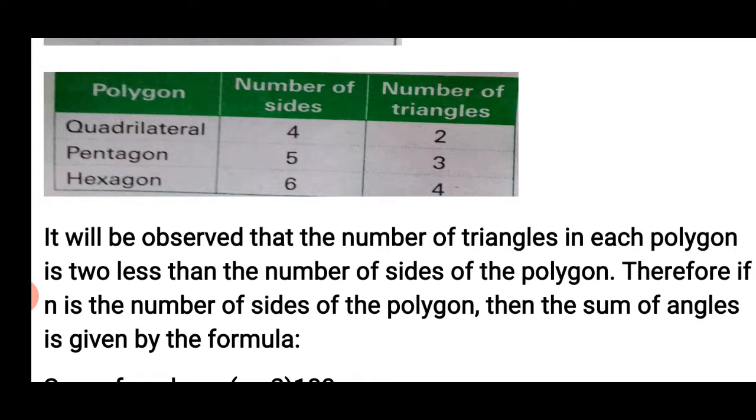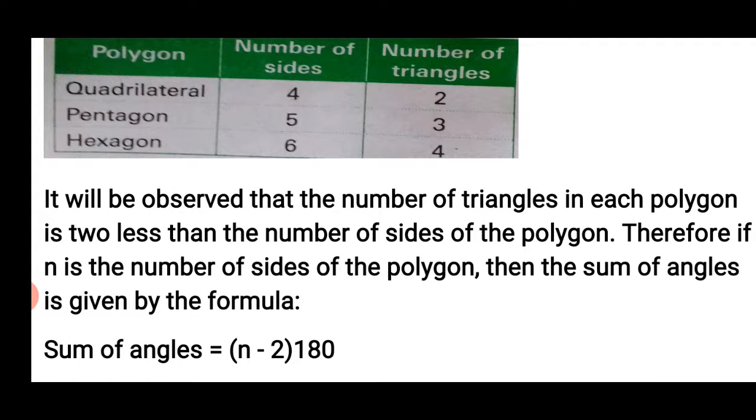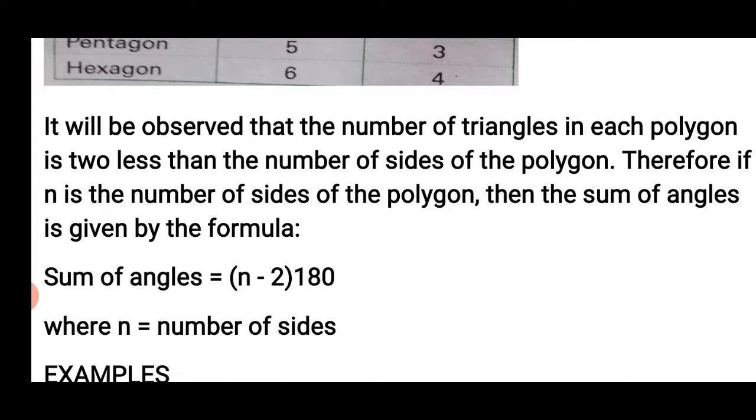So therefore, if n is the number of sides of the polygon, then the sum of angles is given by the formula. You know, the sum of angles in a triangle is 180. So you now multiply 180 by the number of triangles you obtain from a particular polygon. For instance, in a pentagon, we obtain 3 triangles. Then the sum of angles will be 3 times 180, because 180 is the sum of angles in a triangle.